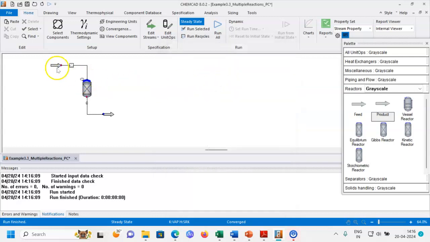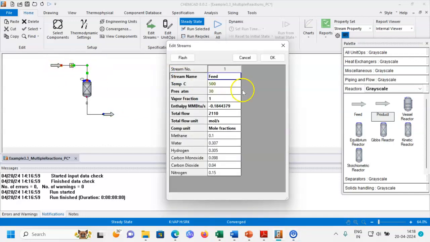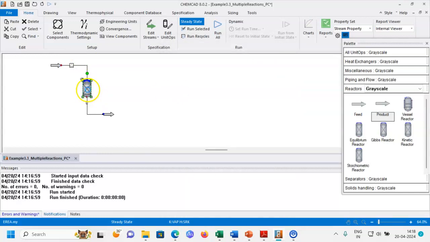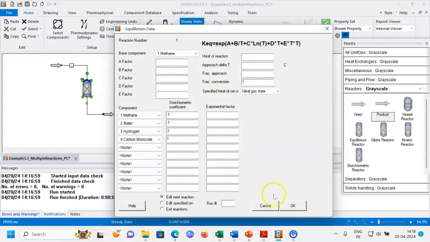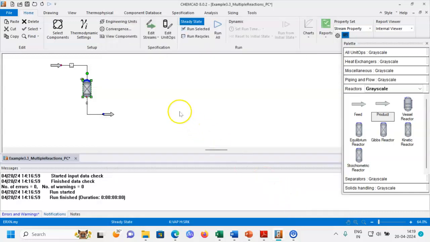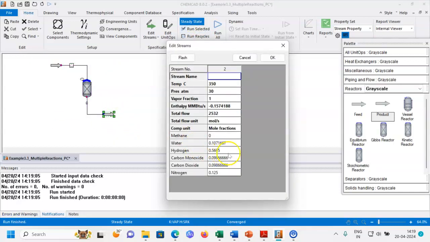Now if I want to see the effect of parameters, I can make those changes here in the feed, and we can run it. I can also make changes in the conversion. Say for example, I'll make this 0.8 or 0.9, and I'll see what changes it shows. It will show a lesser amount of conversion to hydrogen.